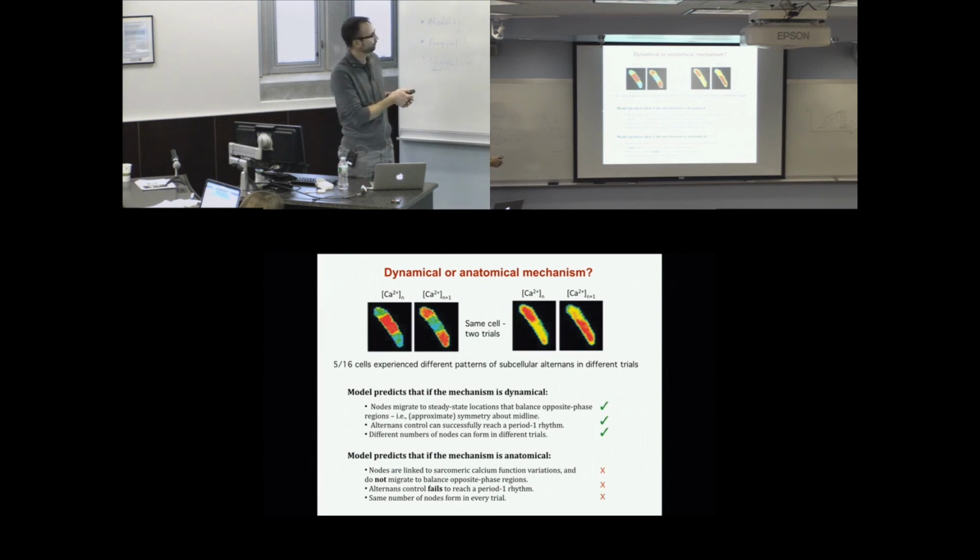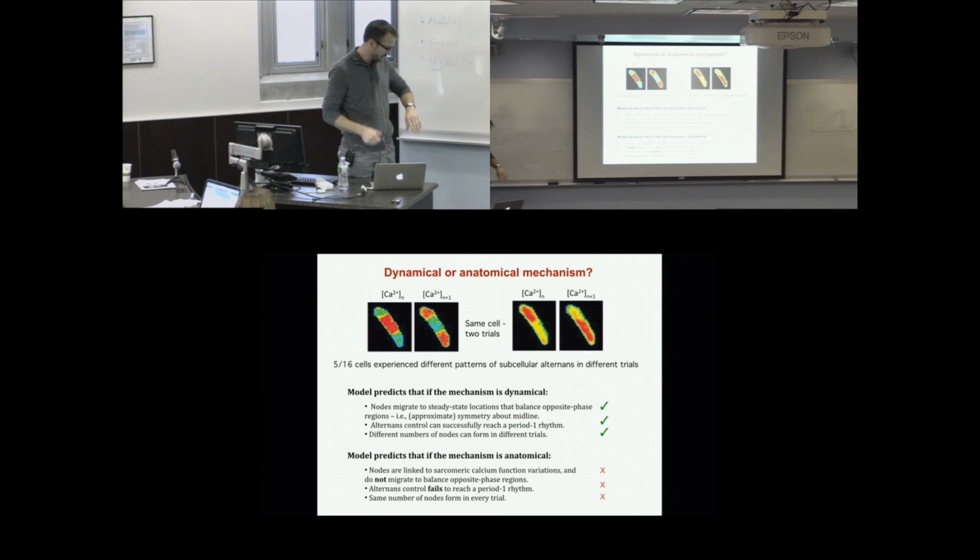So this shows one cell in two different trials. So you do a cell, you wait, and you do the same cell again. And it shows that in one of the trials you had the 3 regions, and in the other trial you had 2 regions. So 5 of 16 cells showed the ability to have both of these behaviors. This is inconsistent with some fixed anatomical structure causing the subcellular alternans. And when we talk about this to biologists, they usually start by thinking it's anatomical, but I think they get convinced by the time we get here.